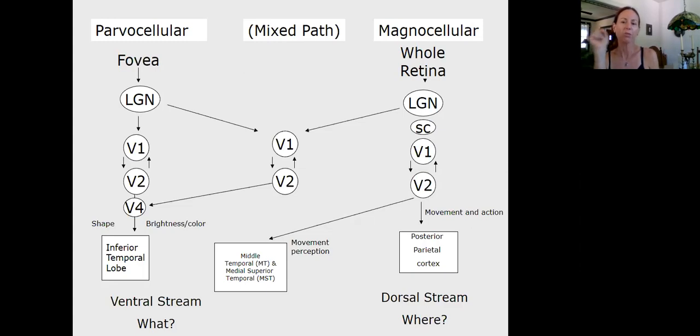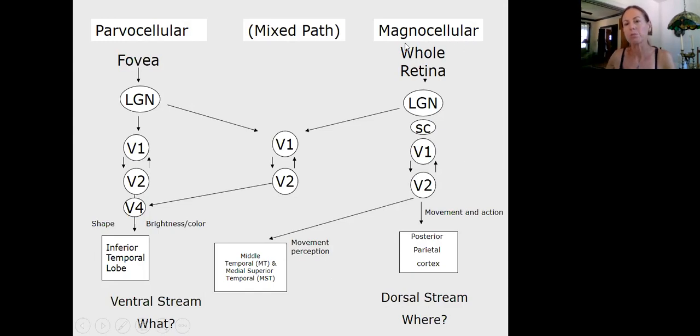And the ventral stream is basically answering the question of what is this object? It gives us the shape of the object. It gives us the color of the object. It gives us the brightness of the object. And so it's basically, what is this object? So we call that the what stream, okay? Now, there's also a mixed path, and that mixed path is going to result in some movement perception there, and we'll get to that in a second.